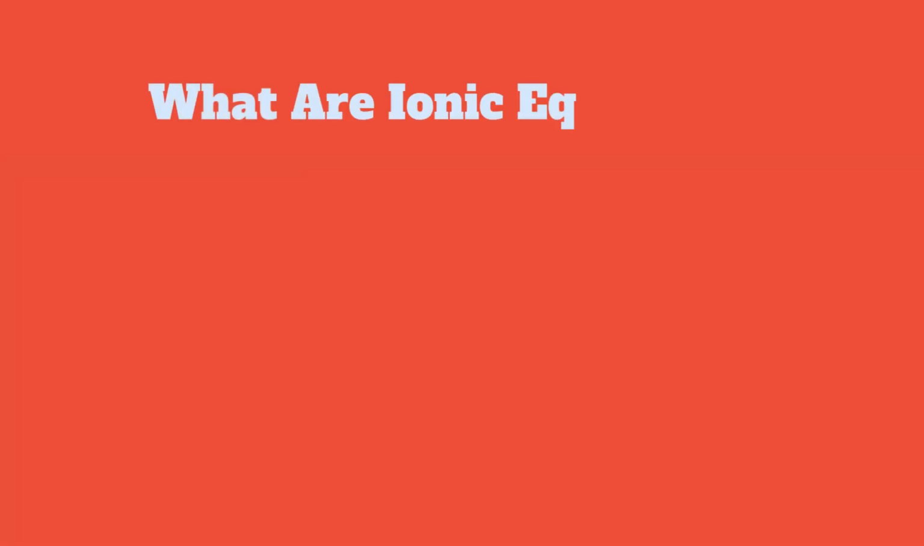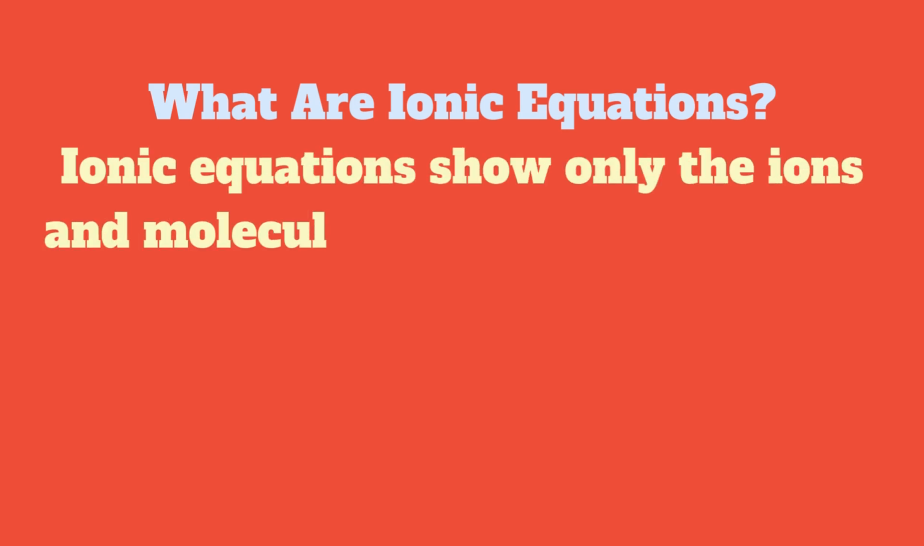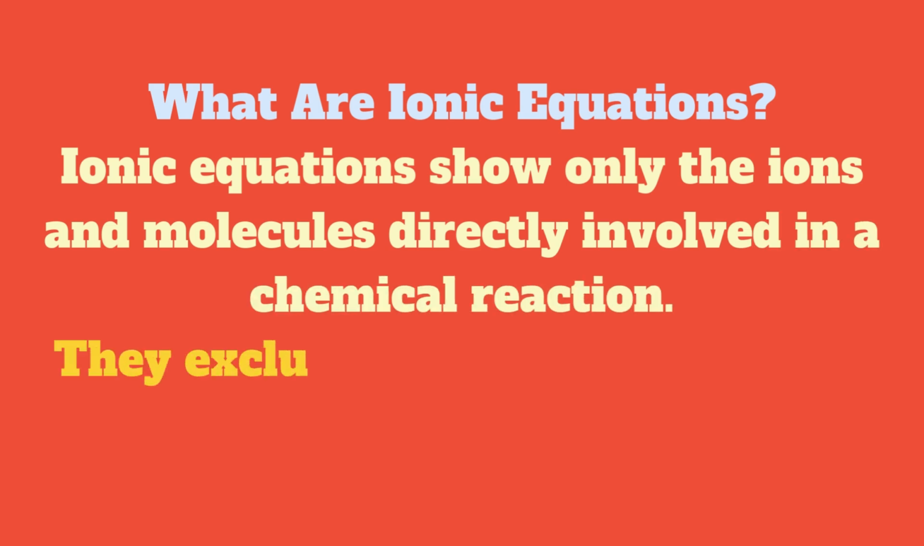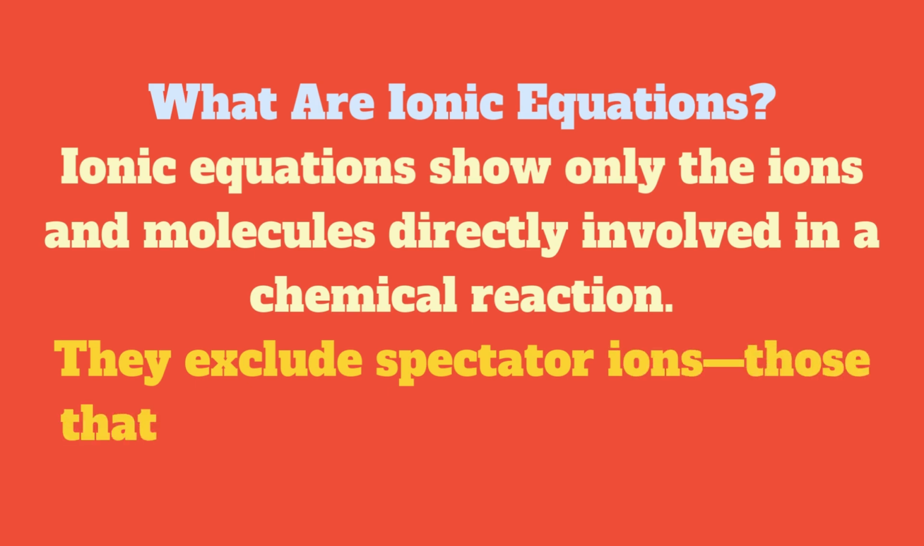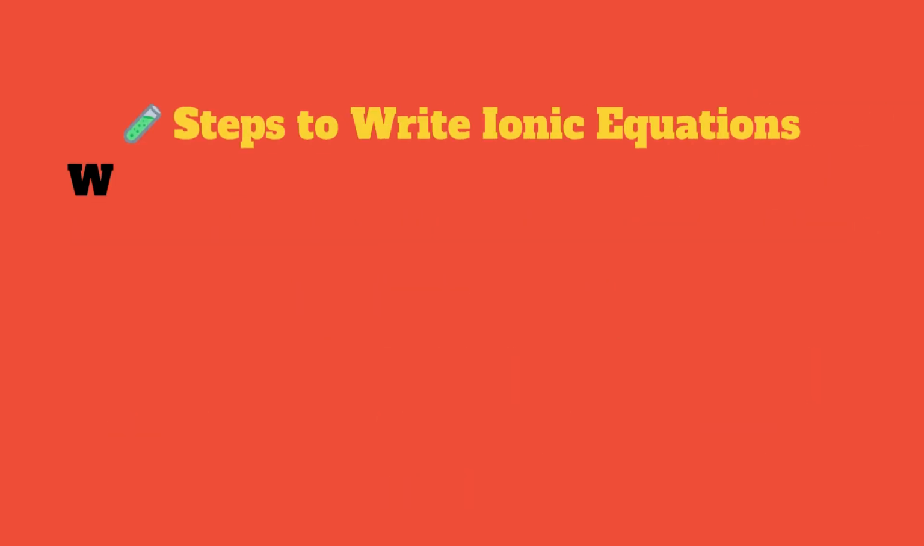We cannot talk about precipitation reactions without looking at ionic equations. This is a special type of equation that shows only the ions directly involved in a chemical reaction. The spectator ions, which remain unchanged, are excluded when writing the ionic equation. Steps to write ionic equations are as follows.